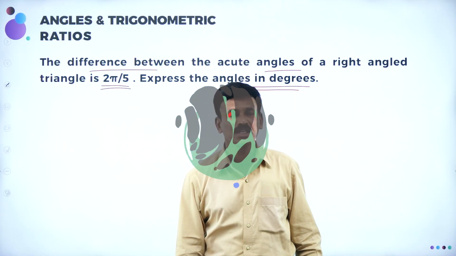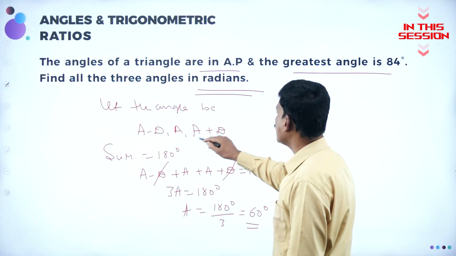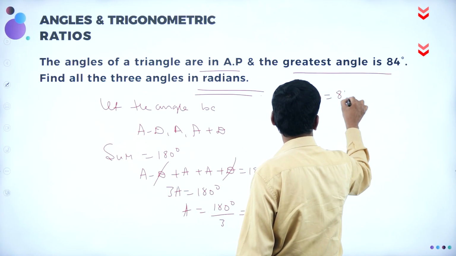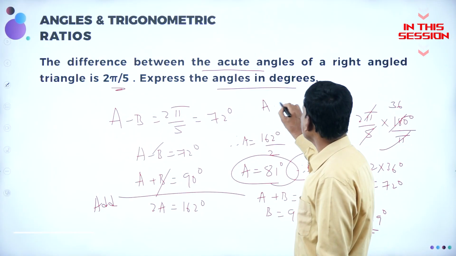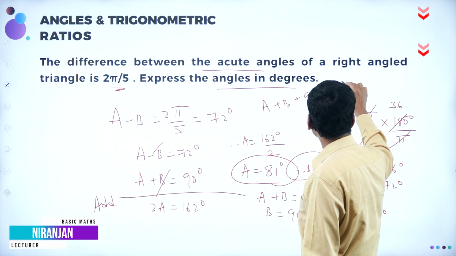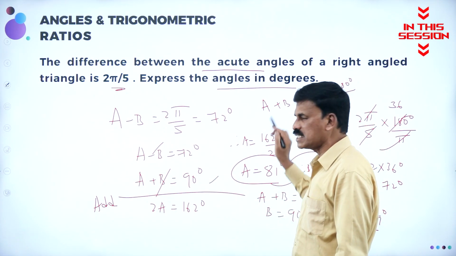Suppose if A and B are any two angles, the difference between A and B is given. The greatest angle is A plus D. Given A plus D is equal to 84 degrees. Sum of all the angles of a triangle, A plus B plus 90, is equal to 180 degrees. So therefore A plus B is equal to 180 minus 90, which is 90 degrees.